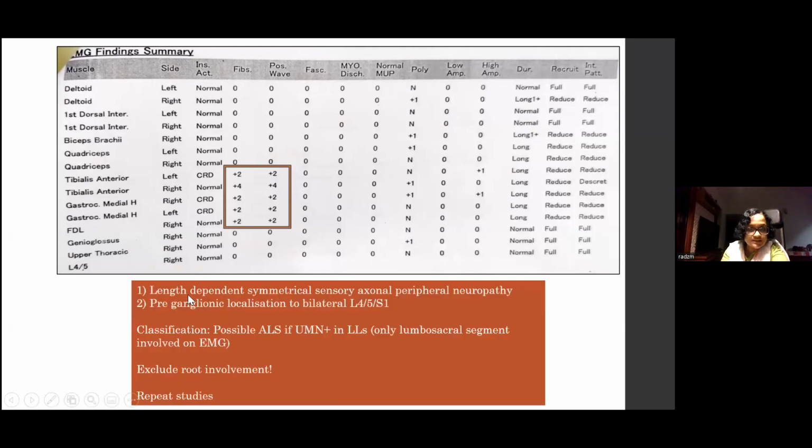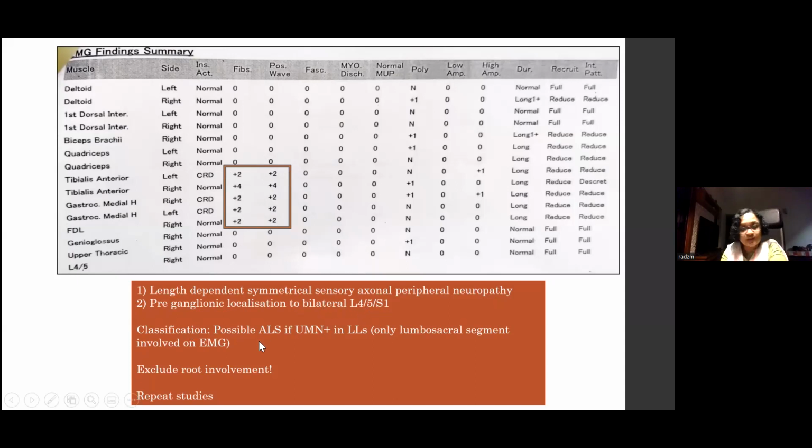So we know there's a length-dependent, symmetrical, sensory axonal peripheral neuropathy, but that should not put you off the diagnosis of motor neuron disease. Like I said, coexistent peripheral neuropathy may be there, but that doesn't mean that everything is because of peripheral neuropathy. This level of denervation you will not see in just a simple sensory axonal neuropathy, as well as the motor amplitudes that you saw before. The motor responses are affected out of proportion to sensory responses. And hence there is some level of preganglionic localization to bilateral L4, L5, and S1.